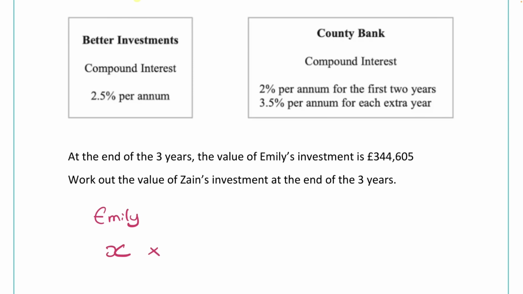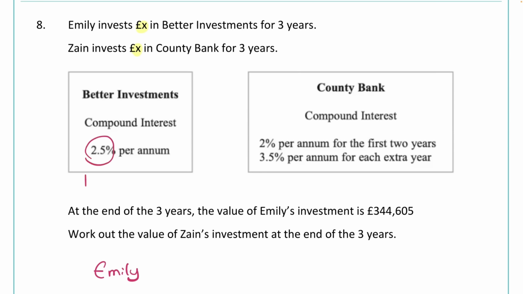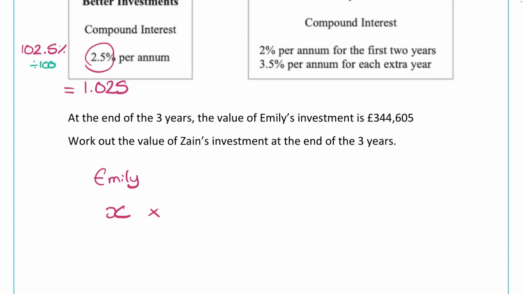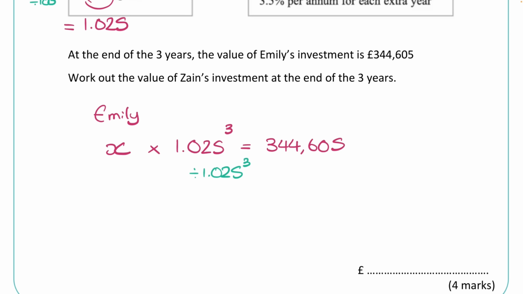That would have been multiplied by, for 2.5%, 1.025. If you're not sure on that, add the 2.5% to 100, it's 102.5%. You can either press your percentage button on the calculator, or you can divide that by 100 and you get your multiplier, which is 1.025. So we'd have times by 1.025 to the power of 3, as it's 3 years, and we get the answer 344,605. So to work out the value of X here, we would divide by 1.025 to the power of 3. That'll tell us the value of X.